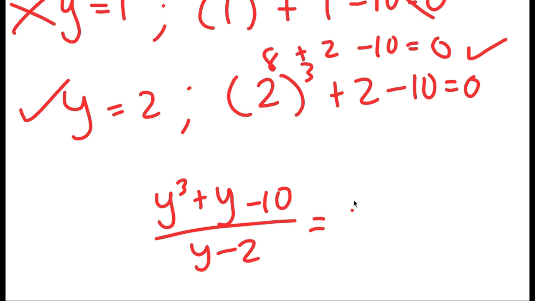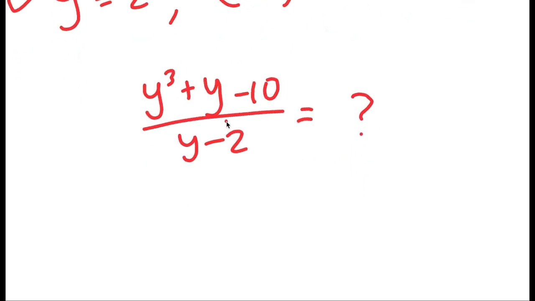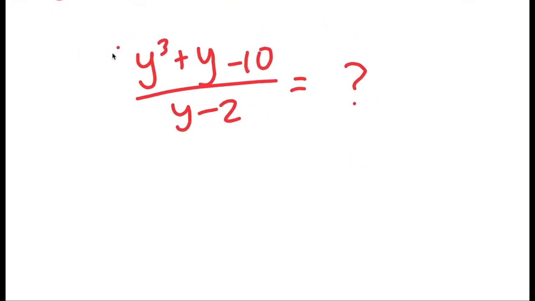So to do this, I'm going to use synthetic division. So I'm going to look at the coefficients of my numerator, and I have 1, which is the coefficient of y to the power of 3, 0, which is the coefficient of y squared. Remember, we're going in order. 1, again, which is the coefficient of y, and negative 10.